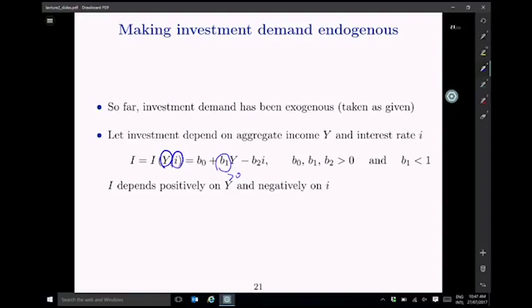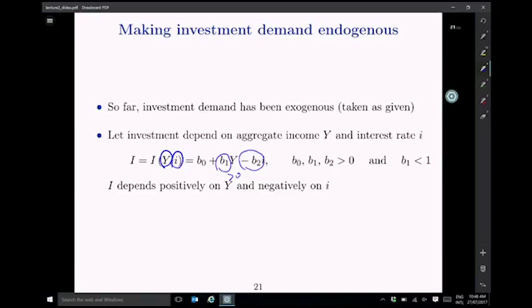All this needs resources, right? If the interest rate is really high, it means that you need to incur a lot of cost to borrow money to make investment. That's why generally we think that investment is negatively related to the interest rate. The higher the interest rate, the less people want to invest. People are more reluctant to invest. So investment depends negatively on the interest rate. B2 is positive, so minus B2 is negative.